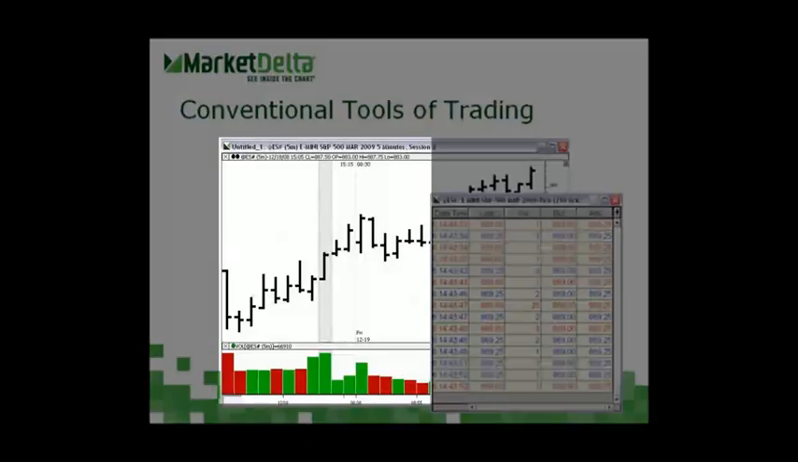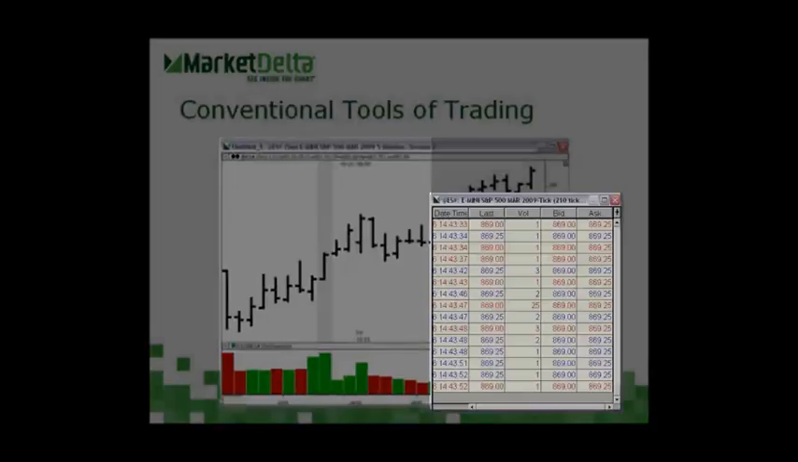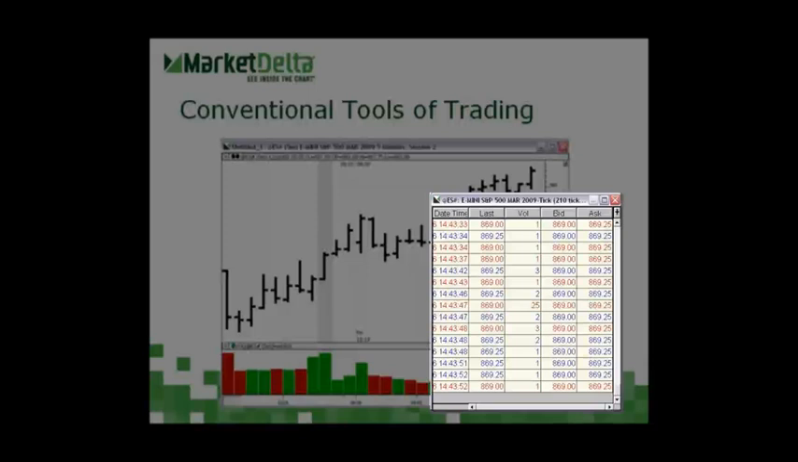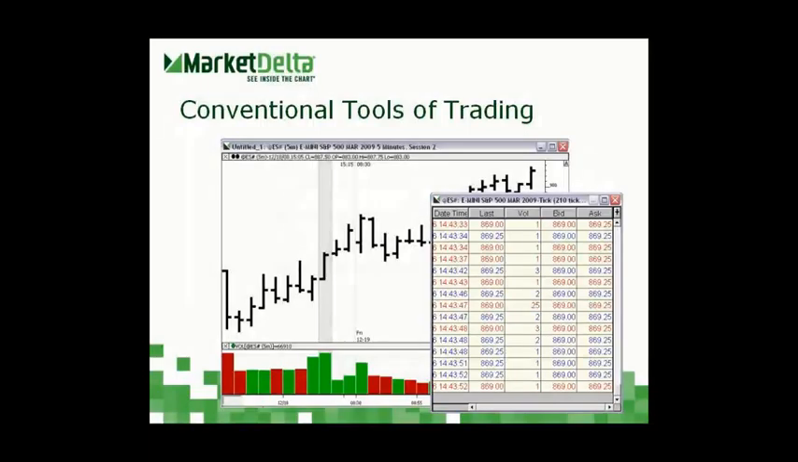Shown here is a traditional open, high, low, close bar chart and a time and sales window. There is certainly nothing wrong with using these tools, but they do leave something to be desired. Time and sales is all but impossible to assimilate quickly in fast markets. The data is in numeric form, not graphic, which is often much harder to digest. It's also very hard to recall what happened just a few minutes ago, much less an hour ago.